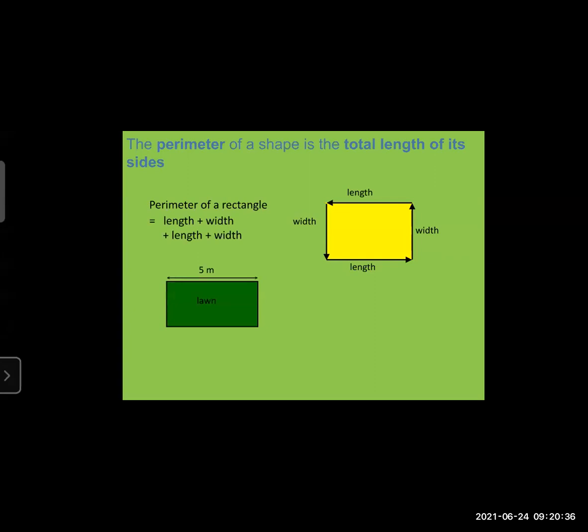Here we take one lawn having length 5 meter and width 3 meter. Then we find the perimeter. So 5 plus 3 plus 5 plus 3. Here we find the perimeter: 5 plus 3 plus 5 plus 3. How much? 16. And its unit is meter. So in this way we find the perimeter of any rectangular object.